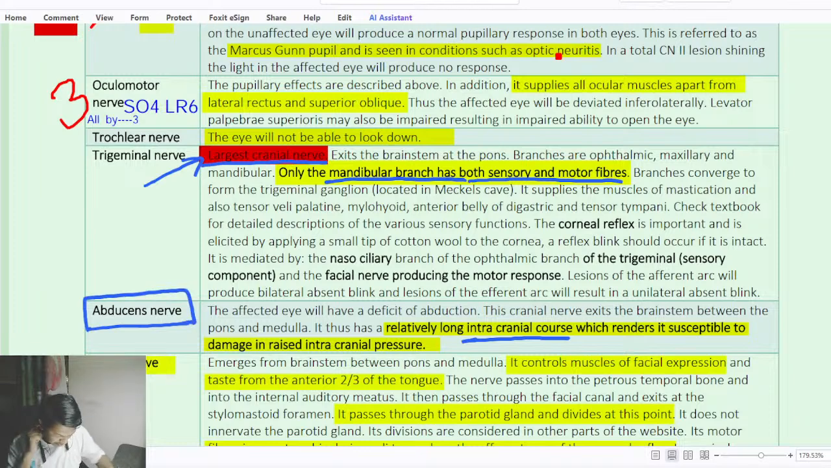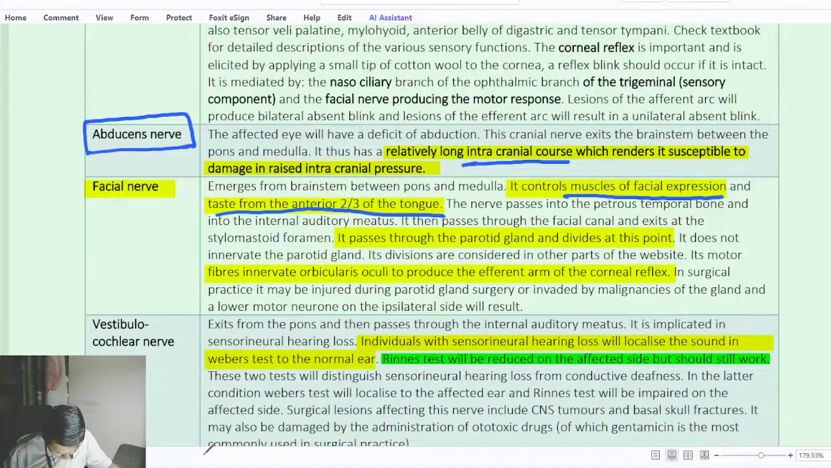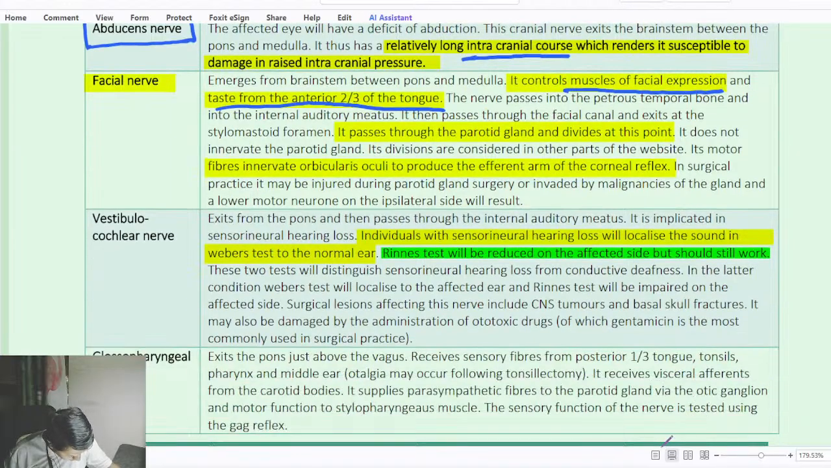Facial nerve controls muscles of facial expression and taste from the anterior two-thirds of the tongue by the chorda tympani. Vestibulocochlear: hearing.